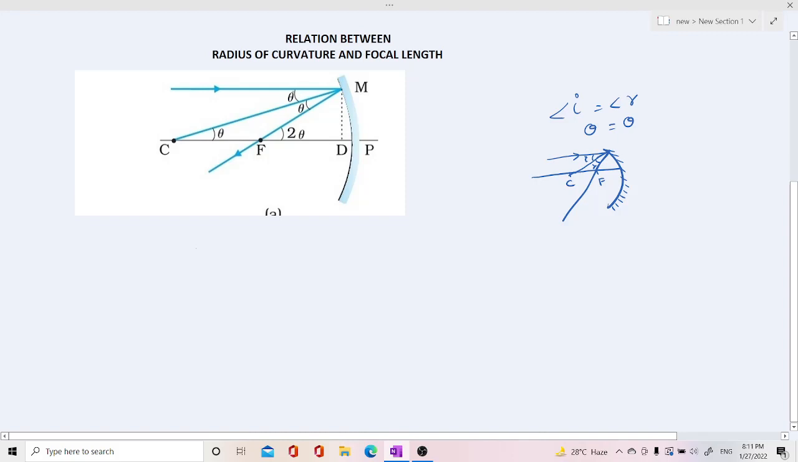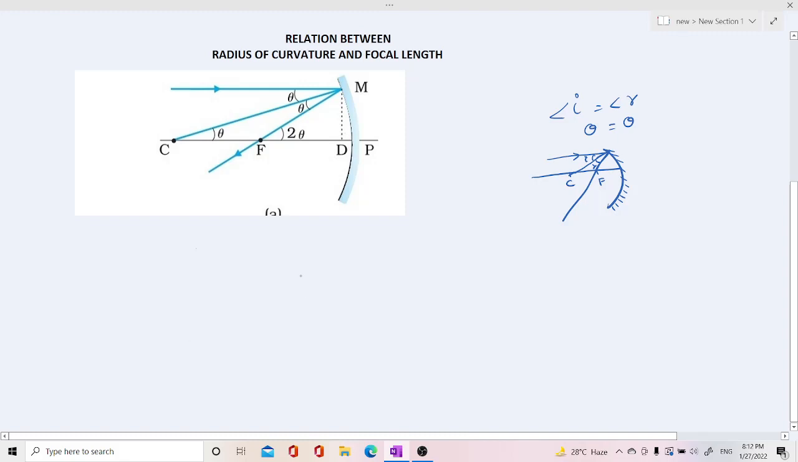These are alternate interior angles, or alternate angles. If this is theta, this angle MCF is also theta. So these two angles are equal. Again, here the total angle is 2 theta, which means this angle also will be 2 theta. The both conditions are same: if this angle is theta, this angle is also theta, and if this total angle is 2 theta, this angle is also 2 theta. That is, angle MFD is also 2 theta.